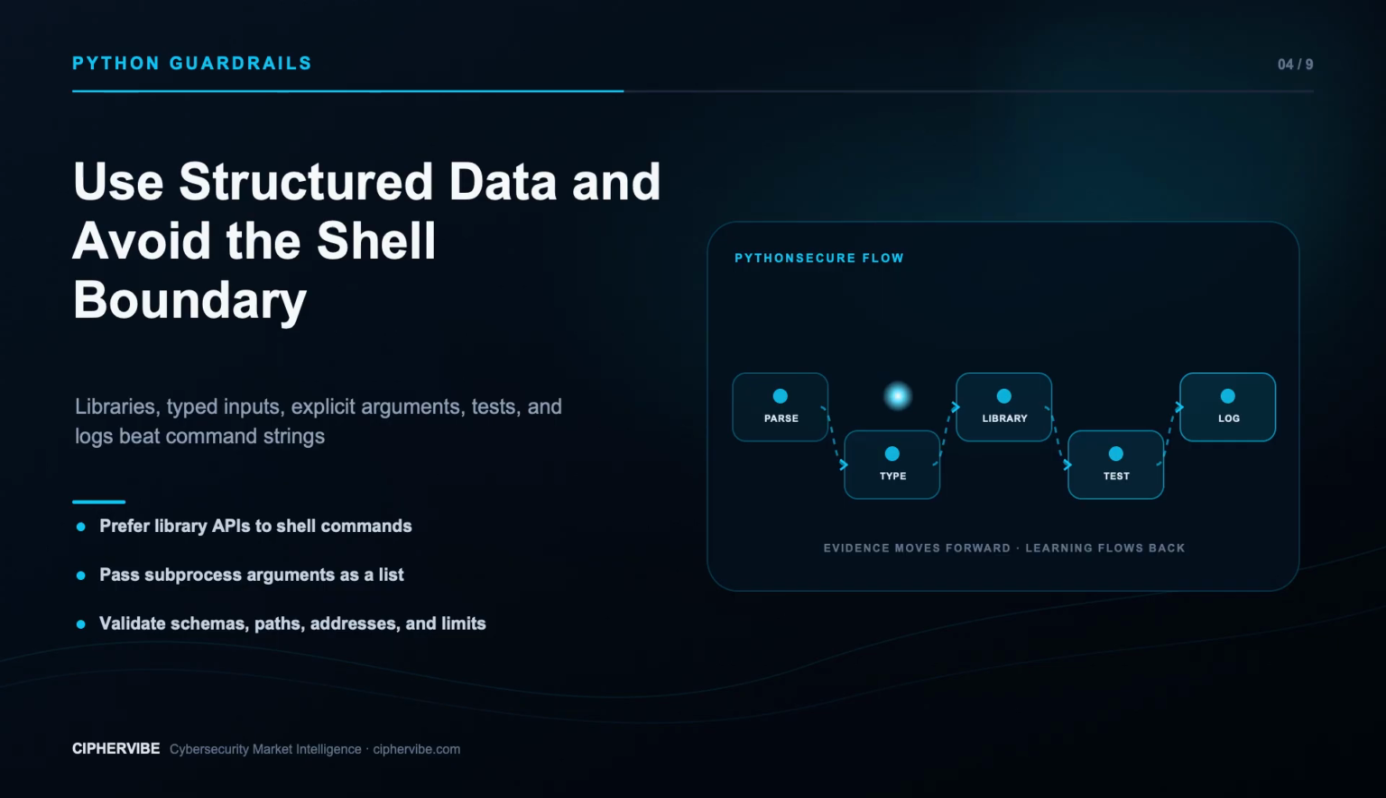Validate at the boundary. Parse input into an explicit schema. Enforce allowed operations, identifier formats, path routes, network ranges, record counts, time windows, and payload size. Resolve paths before use and reject traversal outside the authorized directory. Treat API responses and files as untrusted even when they come from internal systems.